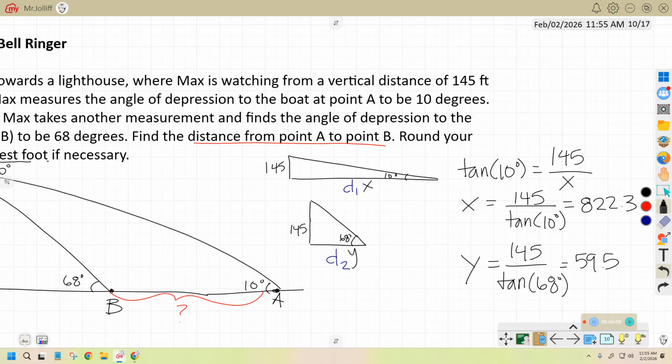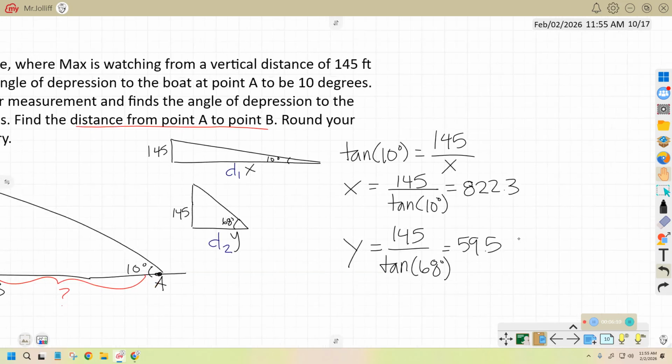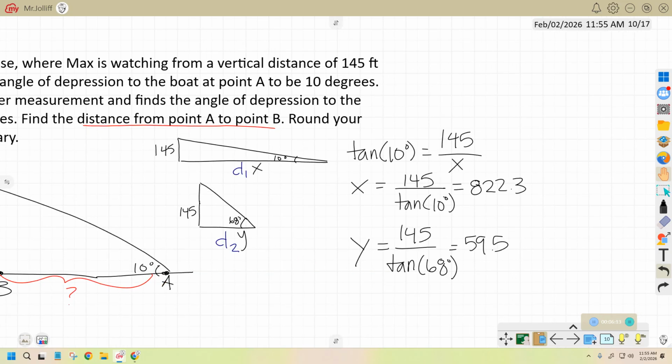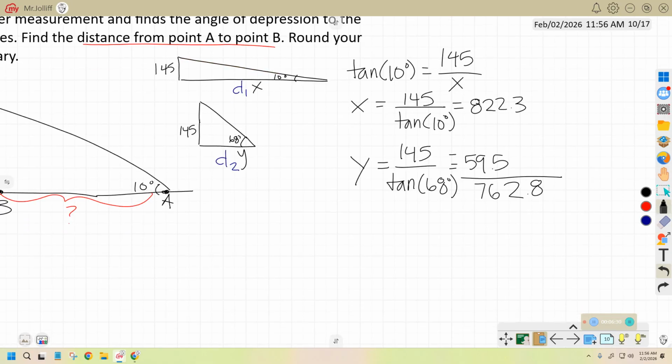I hear yeah, but I don't want x and y. I want the difference between them. So the next thing I'm going to do is take those and subtract them. And when we subtract them, what do we get? 762 rounded? 763, very good. So the distance from A to B equals 763 feet. Yeah. Good. Good.